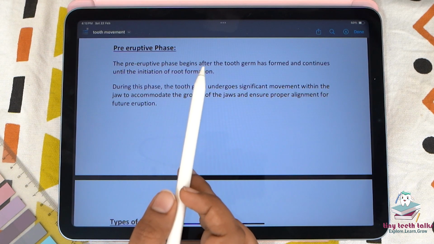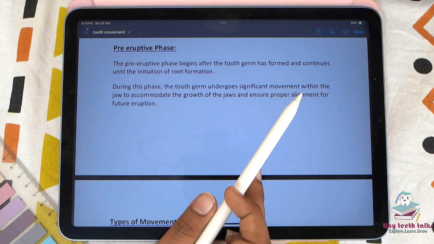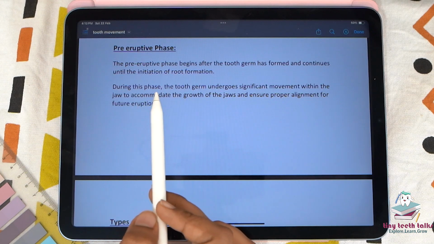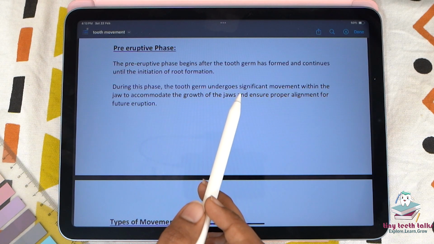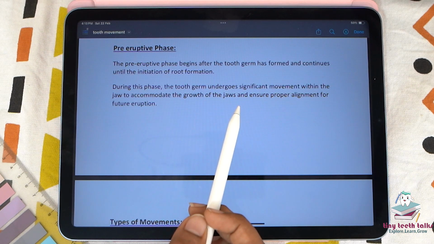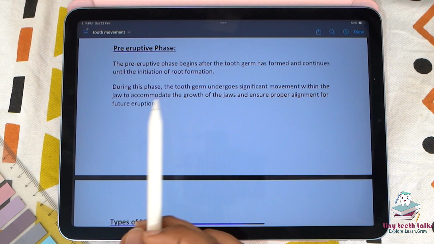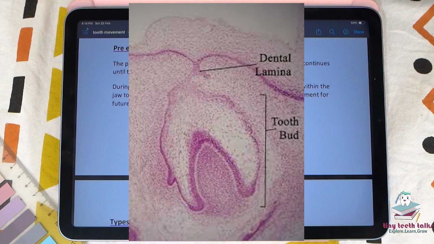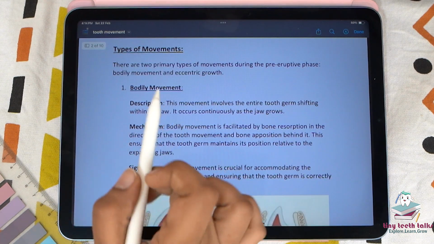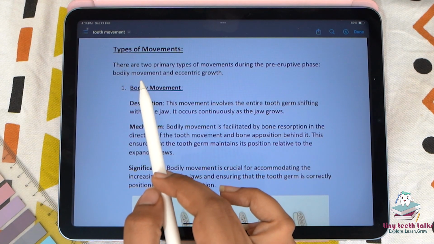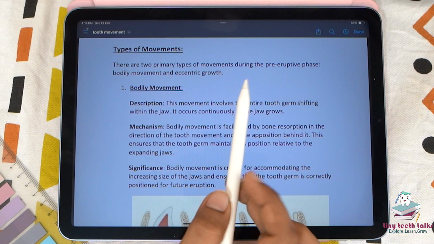The pre-eruptive phase begins after the tooth germ has formed and continues until the initiation of root formation. During this phase, the tooth germ undergoes significant movement within the jaw to accommodate the growth of the jaws and ensure proper alignment for future eruption. Here, the tooth germ, also known as a tooth bud, is the embryonic structure from which a tooth develops. There are two primary types of movements during the pre-eruptive phase: one is bodily movement and the other is eccentric growth.